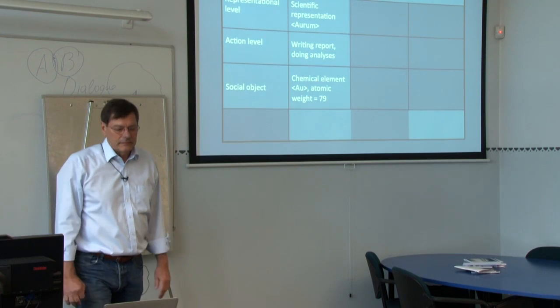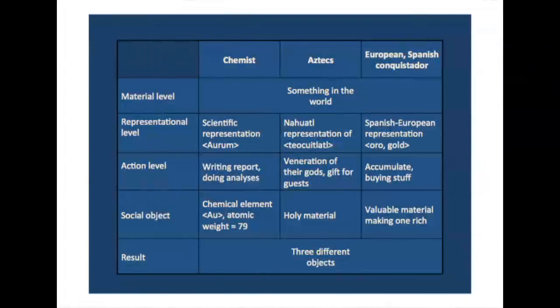An Aztec meeting such a something may discover that this is gold, then he or she may, in his native language, Nahuatl, represent it as Teocuitlatl. Teocuitlatl is the Nahuatl word for gold, and implies different things for the Aztec. And these implications are very different from the implications for a chemist, of course.